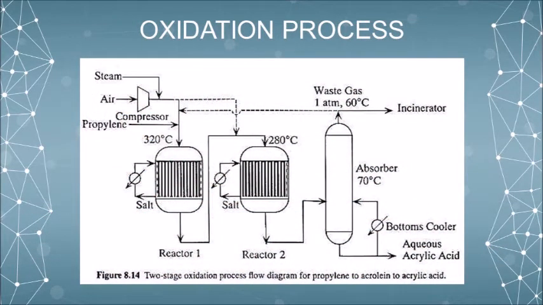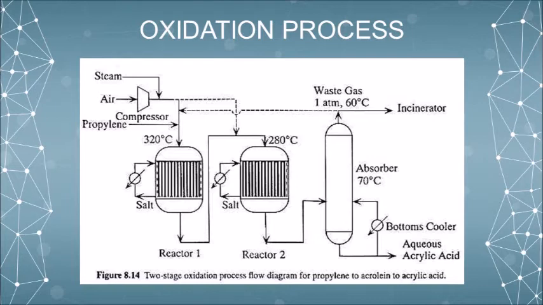This is the process flow diagram which shows a two-stage oxidation process for propylene to acrolein to acrylic acid. In the first reactor, propylene, steam, and compressed air are mixed together and fed into reactor 1. The reaction temperature is around 320 degrees Celsius. In this reactor, the reaction of propylene will produce acrolein. The acrolein produced is fed into the second reactor, at a temperature of 280 degrees Celsius. In this reactor, the reaction of acrolein will produce acrylic acid and acetic acid.